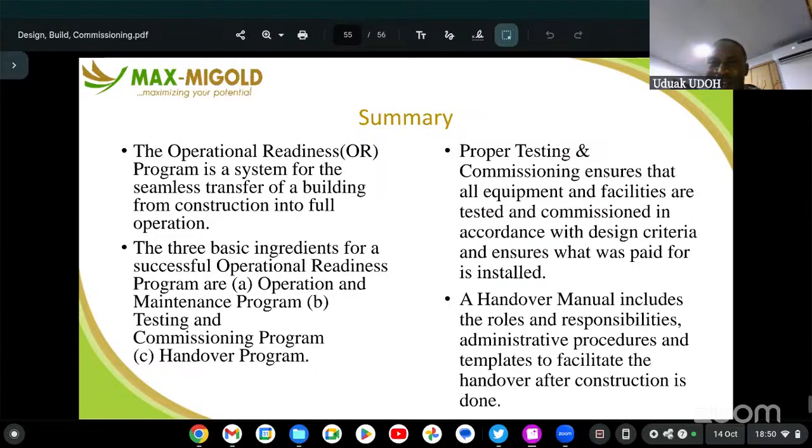So we're going down now to question and answer. And there was a question being raised now: when should we initiate the operational readiness program? Should it be at the design stage or later during the construction? So we're taking questions now.